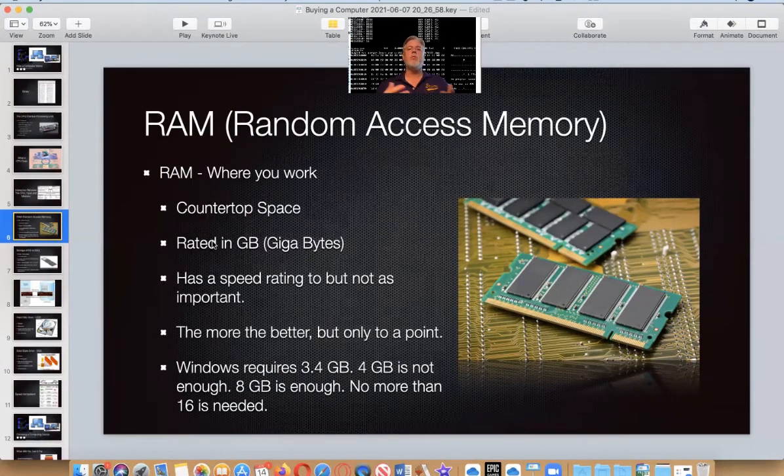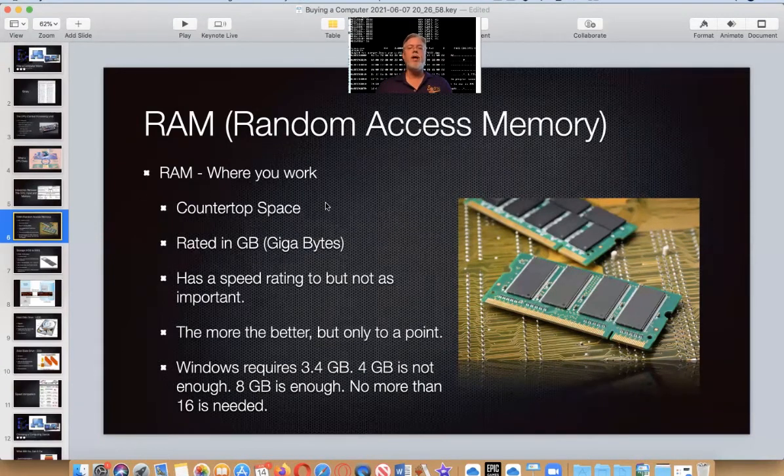Now let's take a look at RAM, or what's also known as memory. So a lot of times when we look at buying a computer, it's just called memory. But RAM is random access memory, meaning that it can access any data on any of these chips at any time it wants to. It's random access memory. It can do whatever it wants. And it's where you work. This is the important thing to know.